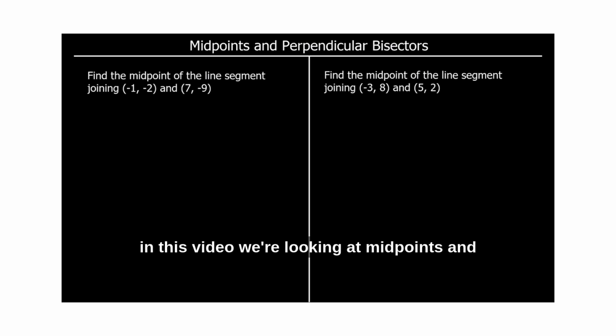In this video, we're looking at midpoints and perpendicular bisectors. The first question says find the midpoint of the line segment joining -1, -2 and 7, -9.